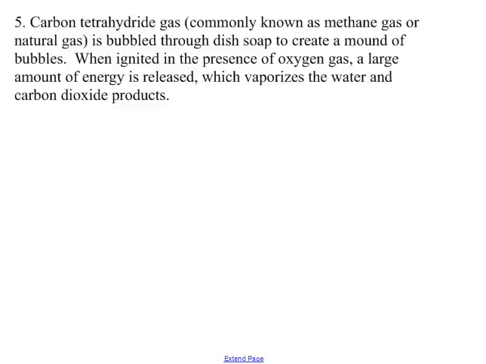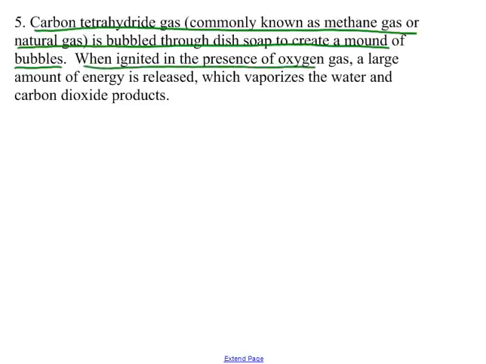Let's identify the reactants and the products. I'm going to go back to my original color scheme. Carbon tetrahydride gas, commonly known as methane gas or natural gas, is bubbled through dish soap to create a mound of bubbles. When ignited in the presence of oxygen gas, a large amount of energy is released. So we need oxygen gas as a reactant. That's where I'm pausing for a moment to make sure that that's understood. But then it says a large amount of energy is released, which vaporizes the water and carbon dioxide products. So those are our products.